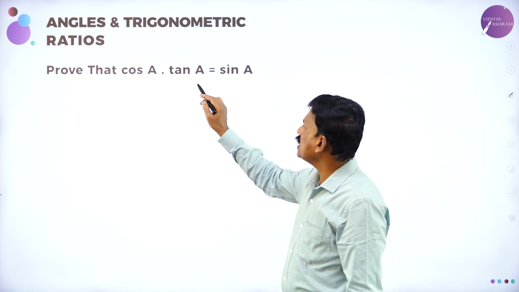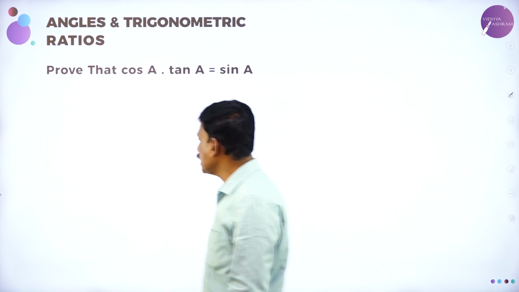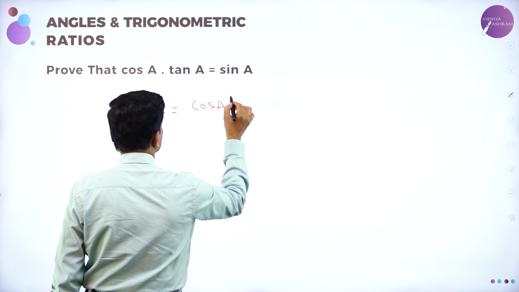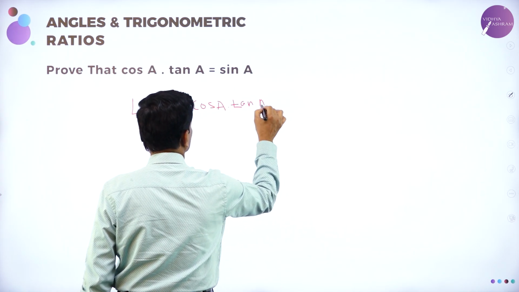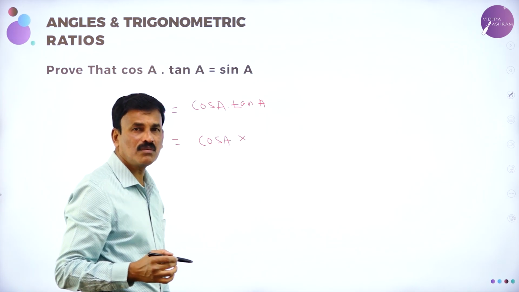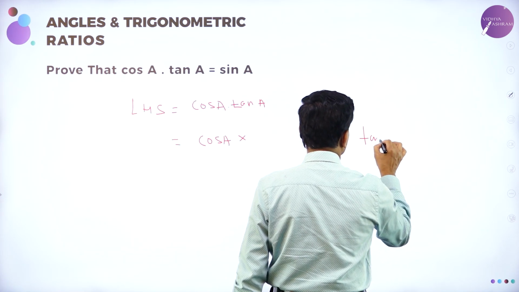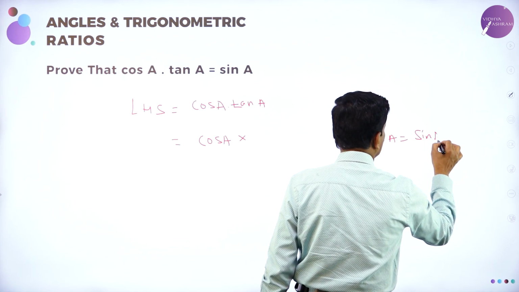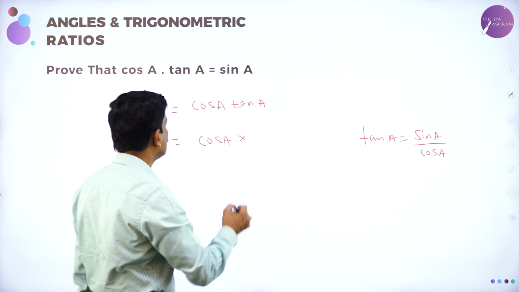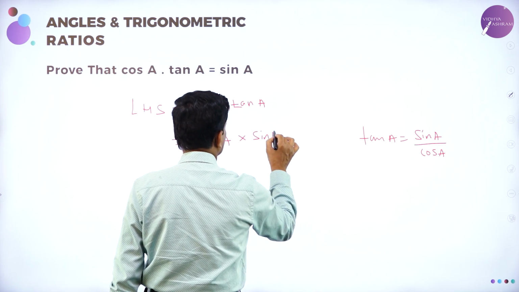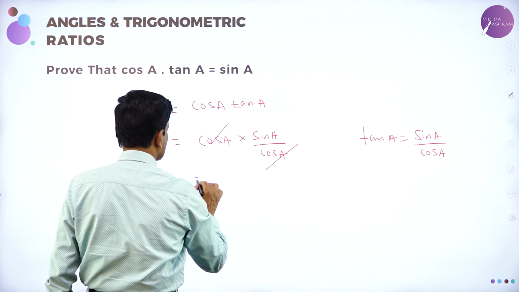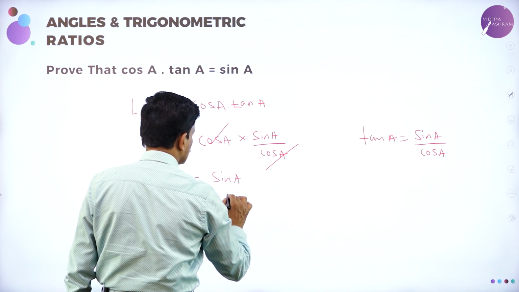Prove that cos A into tan A is equal to sin A. Let us take LHS. LHS is cos A into tan A. This is equal to cos A as it is. You know the formula for tan A, the quotient rule: tan A is also equal to sin A divided by cos A. Tan theta is also equal to sin theta by cos theta. Tan A can be written as sin A divided by cos A. Cancel the terms which get cancelled. Cos A gets cancelled. This is equal to sin A, which is the required RHS.